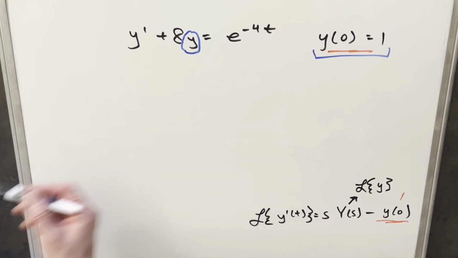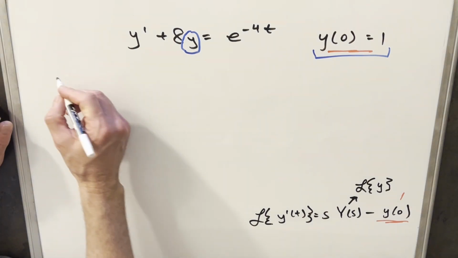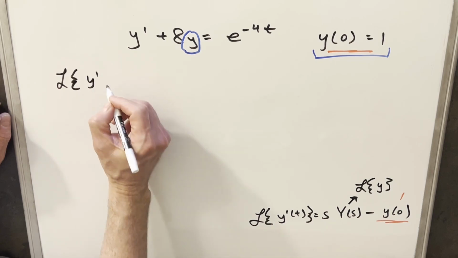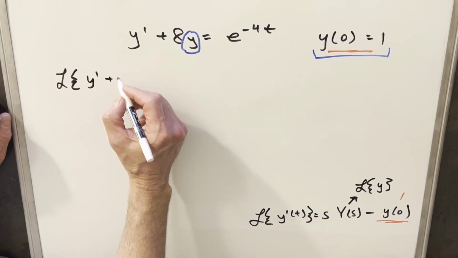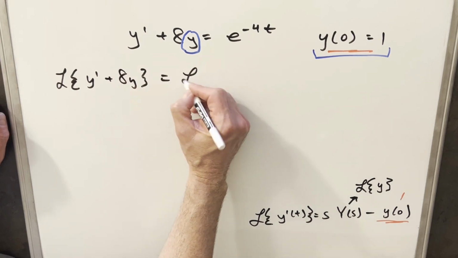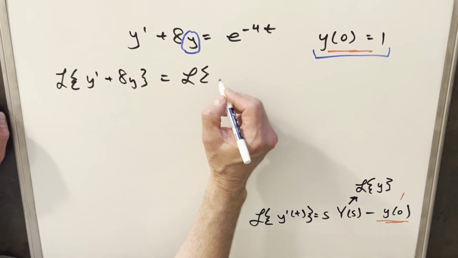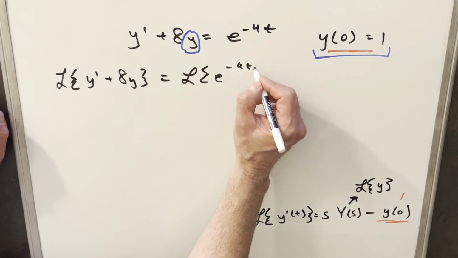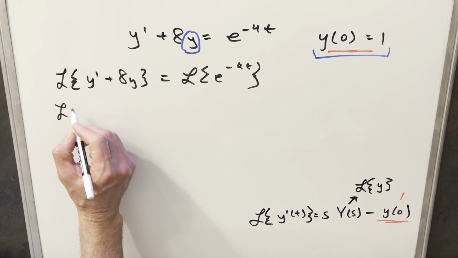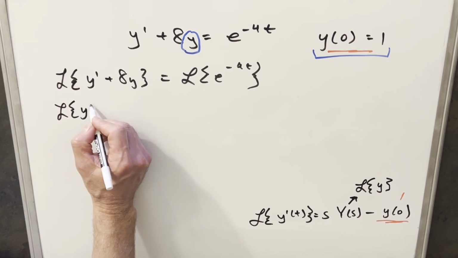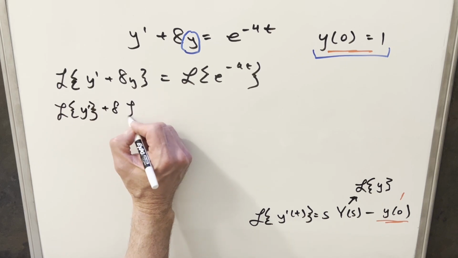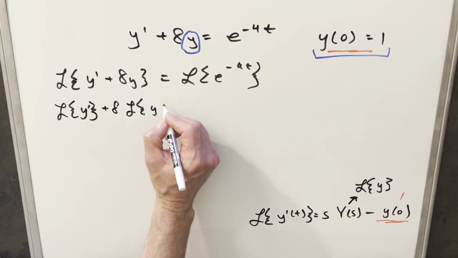So to get into our solution, our first step is going to be taking the Laplace transform on both sides of the equation. This is going to give me the Laplace transform of y prime plus 8y, equal to the Laplace transform of the right side, which is e to the minus 4t. But then, like we've gone over previously, I can split this on the addition sign, so I can write this as Laplace of y prime plus, and for this one I can factor the 8 out front, and write this as 8 times Laplace of y.